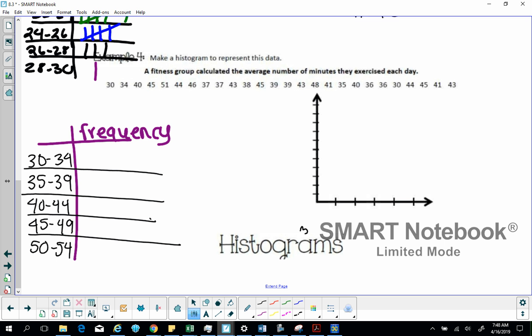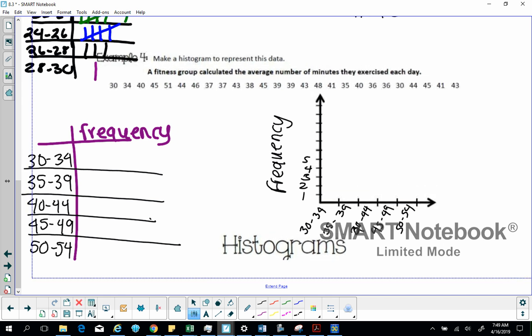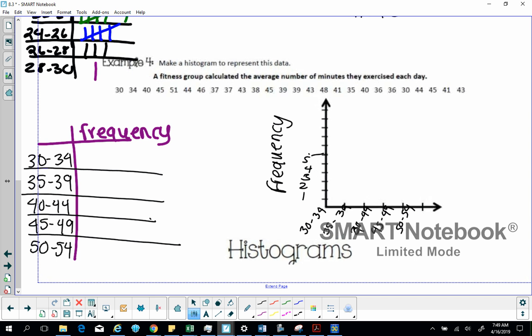It could just look like this, 30 to 34 in the first line, 35 to 39 in the second, 40 to 44. So see how I'm just putting them on for each one. 45 to 49. 50. And then this, of course, will be your frequency. So 1, 2, 3, 4, 5, 6.